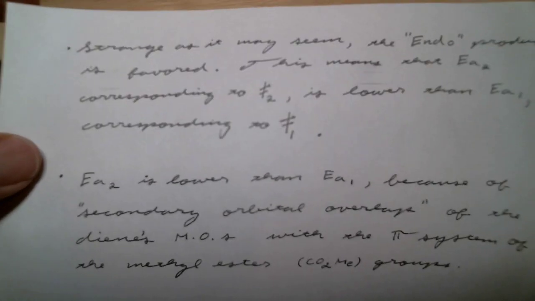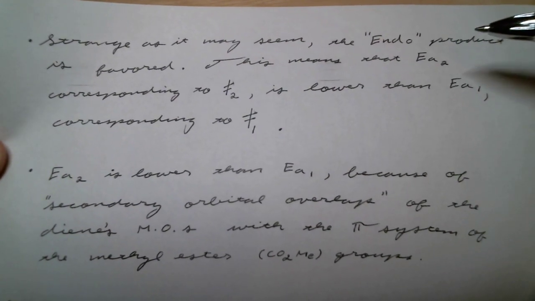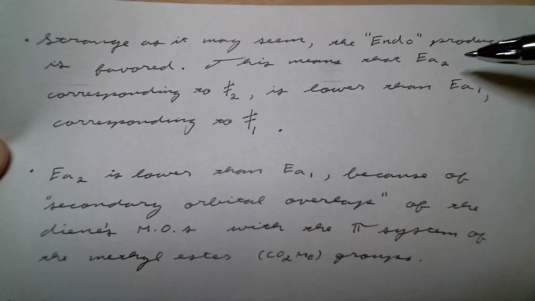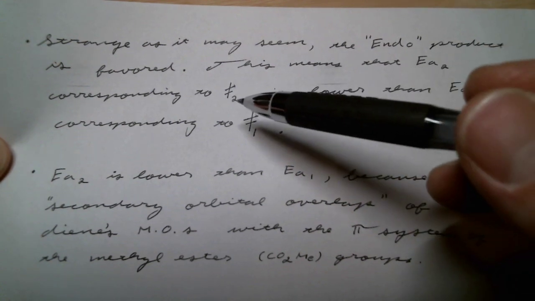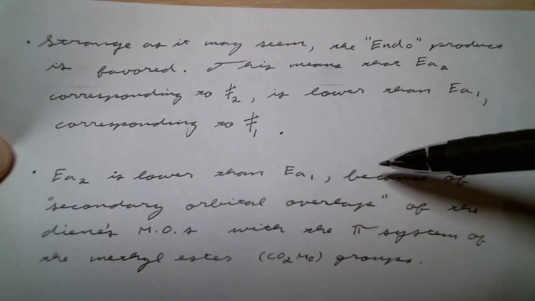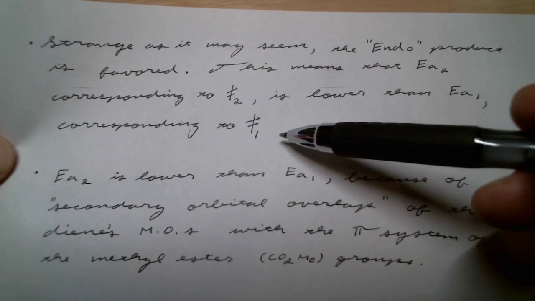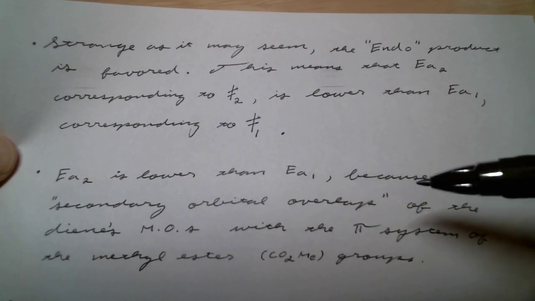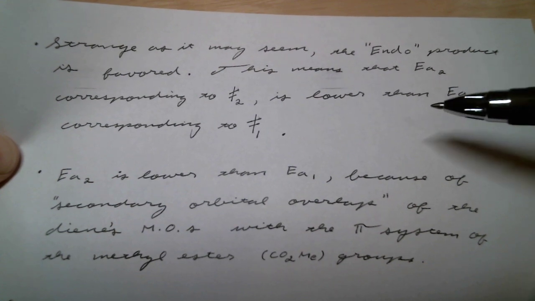All right, so what's the punchline for this? The non-intuitive thing is that of those 2 transition states, so strange as it may seem, the endo product is actually favored. And what that means is the activation energy for that endo transition state corresponding to that double cross 2 transition state that I drew, is lower than the activation energy corresponding to the exo transition state, the first transition state that we encountered in notes. Why? Why is it lower? Why is that activation energy lower?